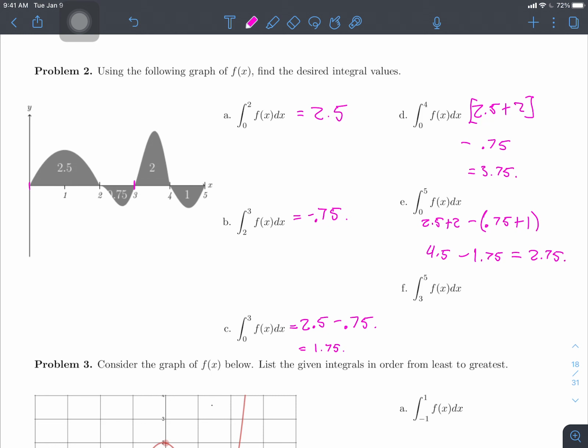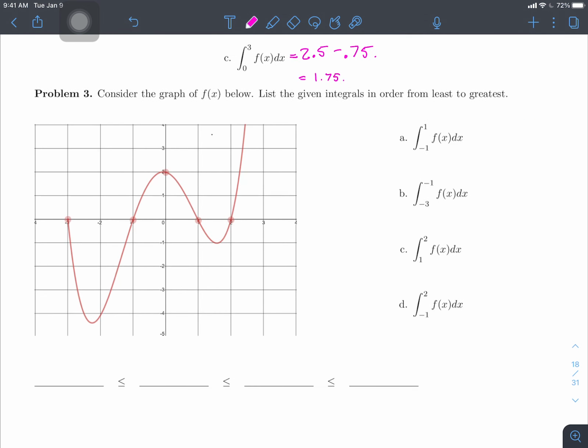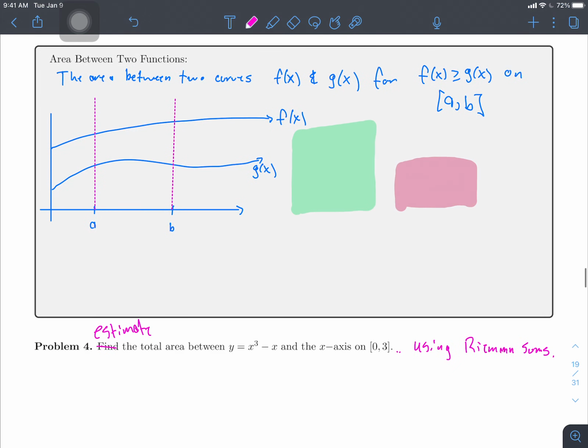Okay, one final thing to discuss today, and then we'll have our quiz. So the final thing I want to discuss is how to find the area between two functions. Okay, how do I find the area between two functions?